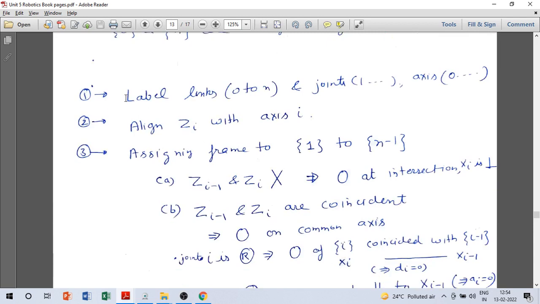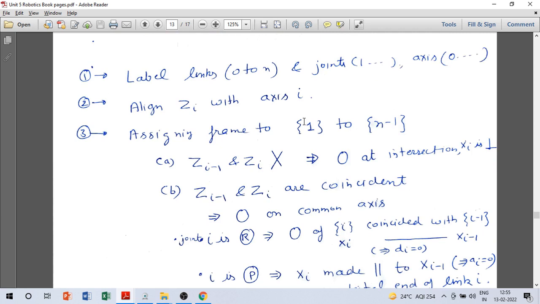The procedure is to label links 0 to n, link 0, link 1, link 2, and label joints from 1 onwards, and label axes also. Axis labeling starts from 0. We already discussed that. And then we align z_i with axis i. That is straightforward, we discussed that also. But after that, when it comes to the assignment of frame x_i, then there are different situations. So I'm just going to read the algorithm first.